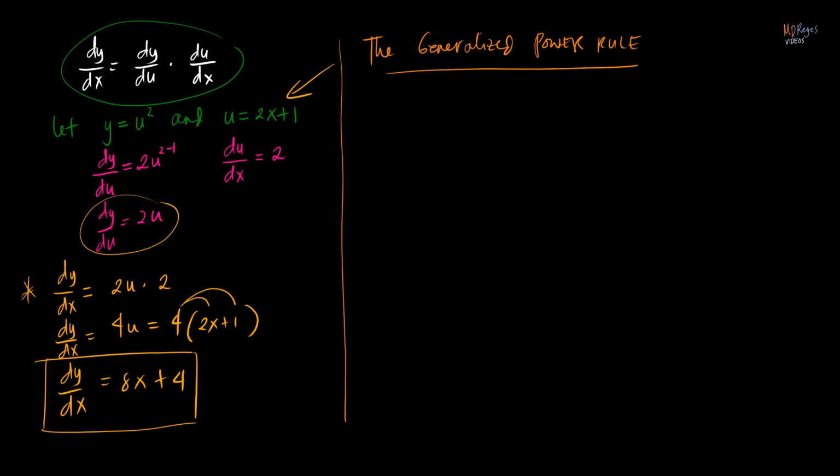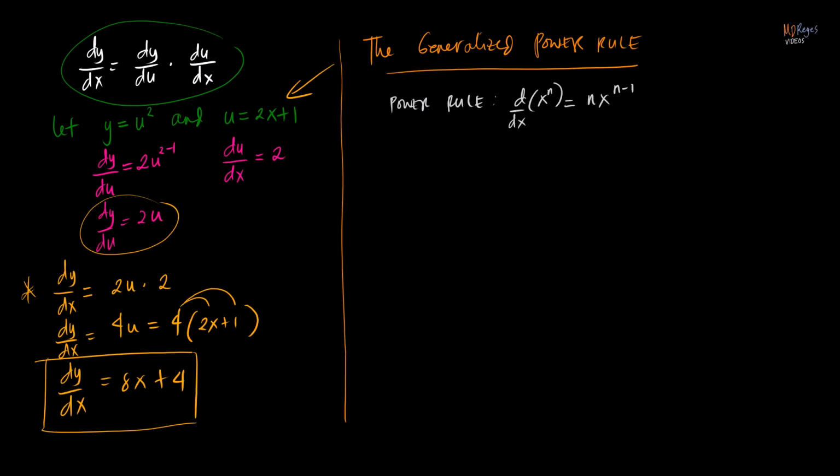Now, from the chain rule, we can generalize the power rule. So remember, the power rule is written in this way. The power rule is for the derivative of the power of x only. With respect to x, it's nx raised to n minus 1, right? This is the power rule.